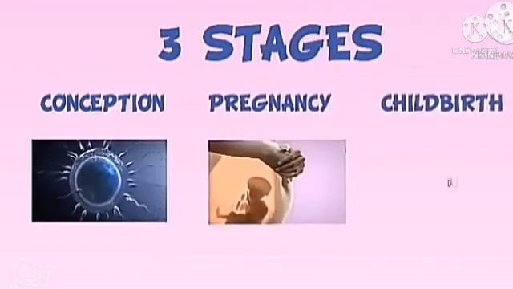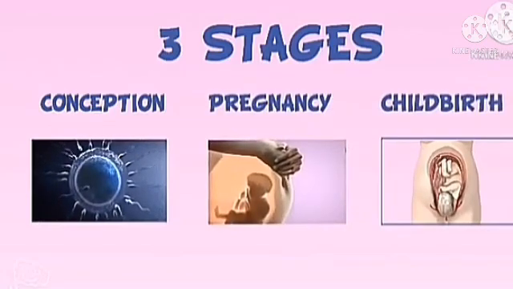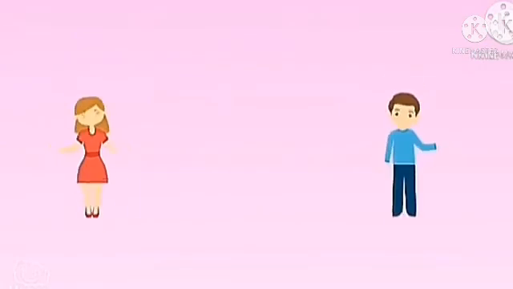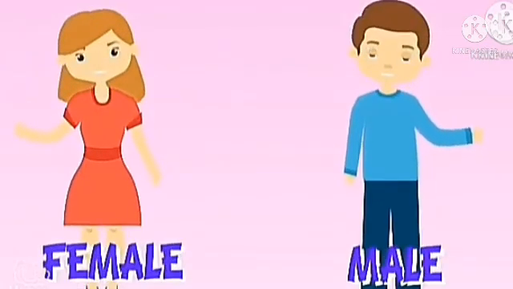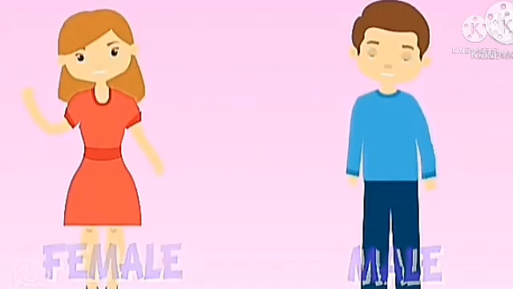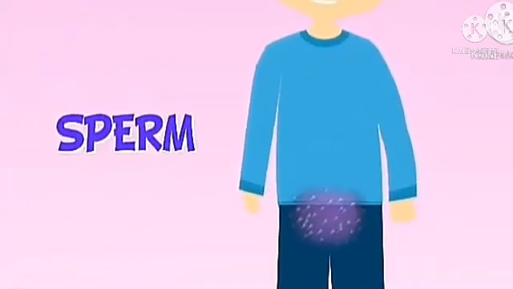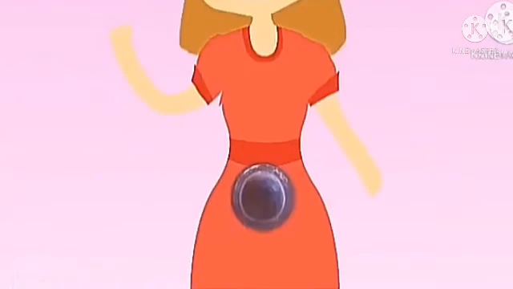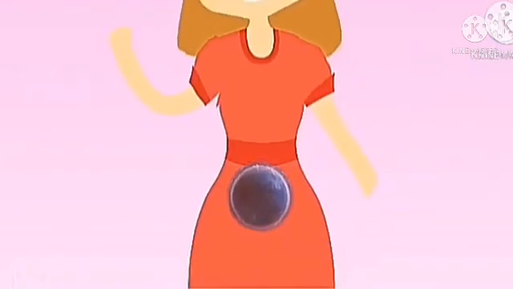Three stages of human reproduction include conception, pregnancy, and childbirth. So these are the three stages of reproduction in humans. For reproduction to occur in humans, we need a female and a male, that is, a man and a woman. The man produces the sperm, while the woman produces the egg cells.